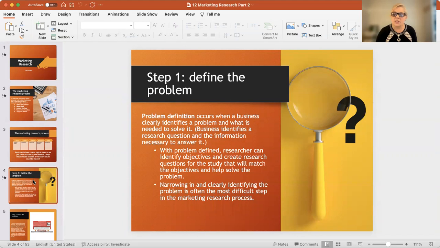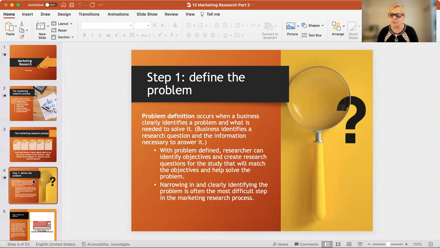Defining the problem. It's problem definition. Any of you guys that may be eventually moving on to graduate studies or even further, you will hear this time and time again about problem definition. If you have to write a thesis or if you move on and you write a dissertation, problem definition is of course the first step. We need to clearly identify what the problem is, and then we can take those steps to figure out what we need to do to solve it.